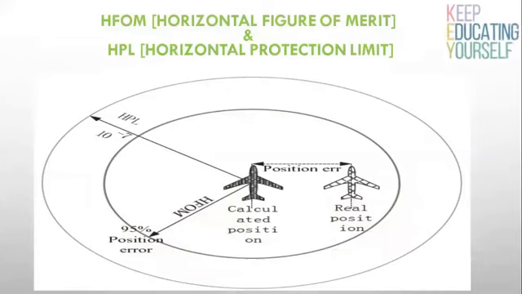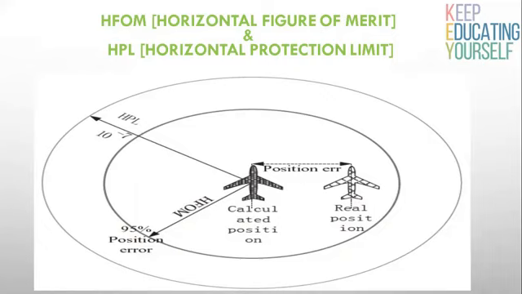HFOM and HPL. HPL, horizontal protection limit, is the expression for the integrity of the horizontal position from the GPS system. It is a figure which represents the radius of a circle which is centered on the GPS position solution and is guaranteed to contain the true position of the receiver to within a certain probability, which is usually 10 raised to the power minus 7. The horizontal protection limit is compared with the horizontal alarm limit to determine if RAIM is available.